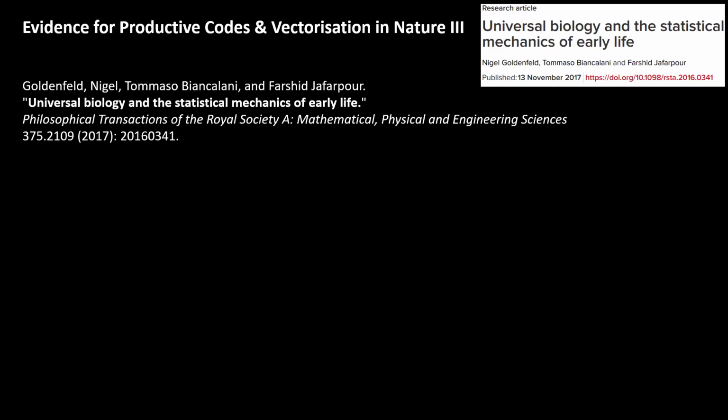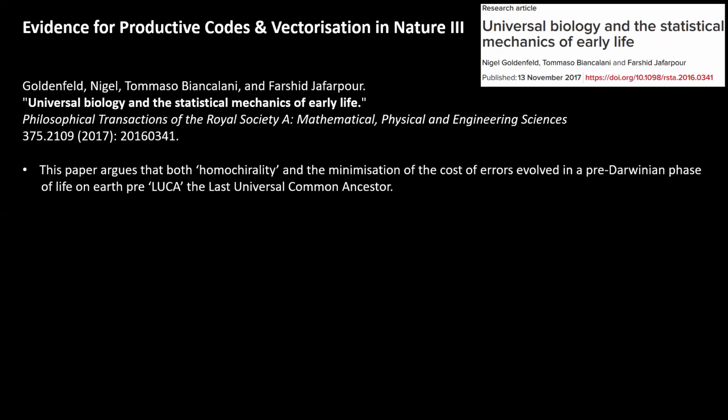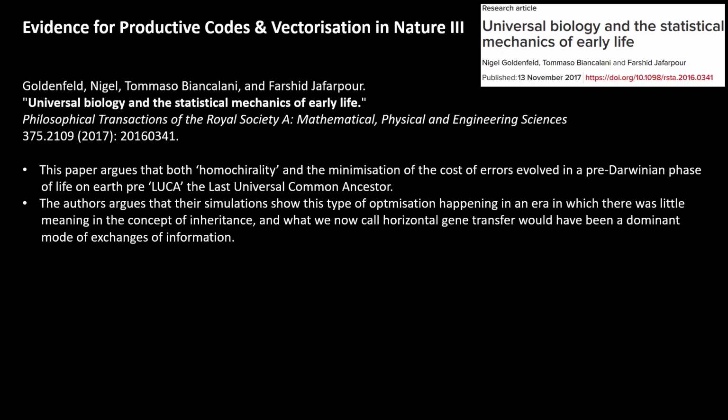So the third paper draws those other two papers together and carries out simulations using differential equations into this proposed early dynamics of life before Darwinian evolution. And it basically argues that this homochirality and this minimization of the cost of errors in the genetic code would have evolved in this pre-Darwinian phase of life, before what they call the last universal common ancestor, before LUCA. And so they argue that in this concept, what we now call horizontal gene transfer, those kinds of processes analogous to this early form of life, would have been the dominant optimization pressure and would result in this optimization.